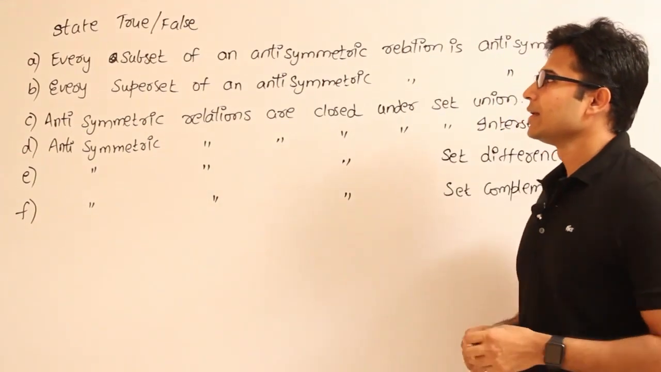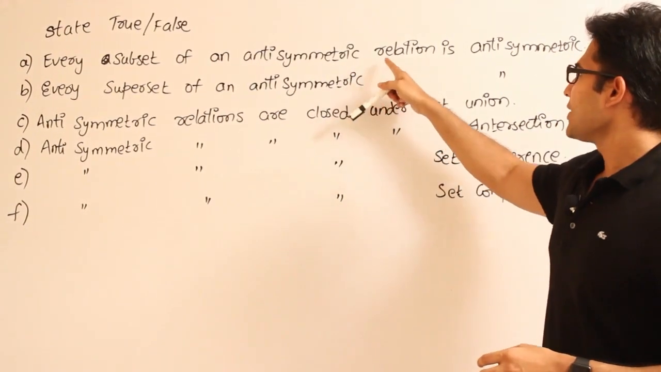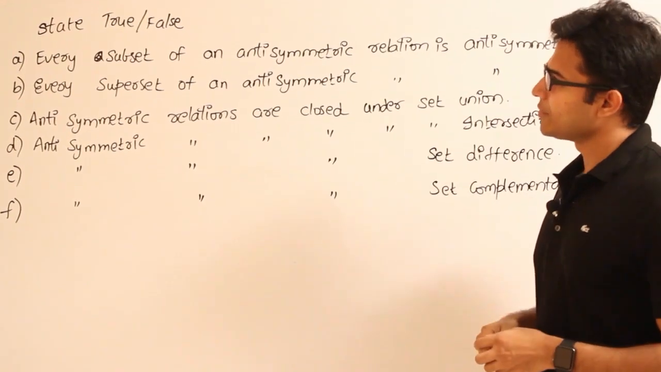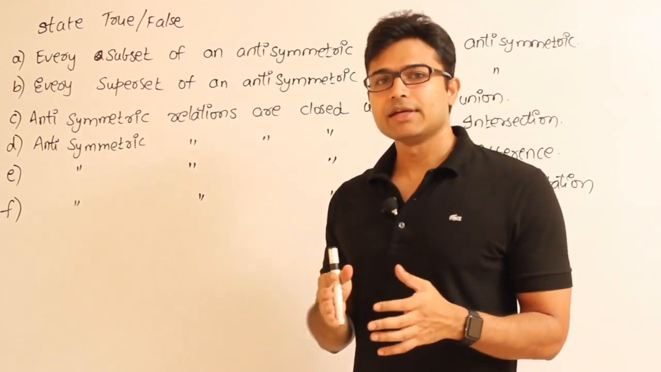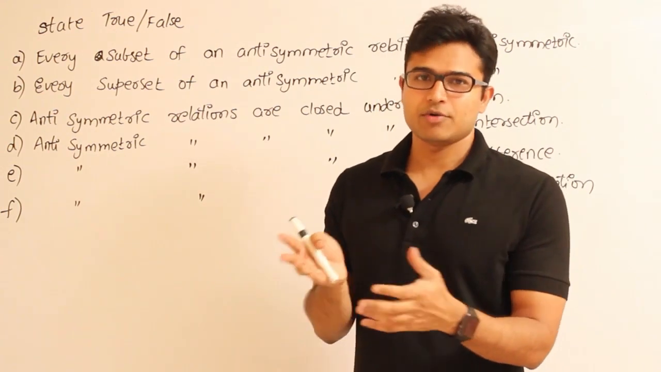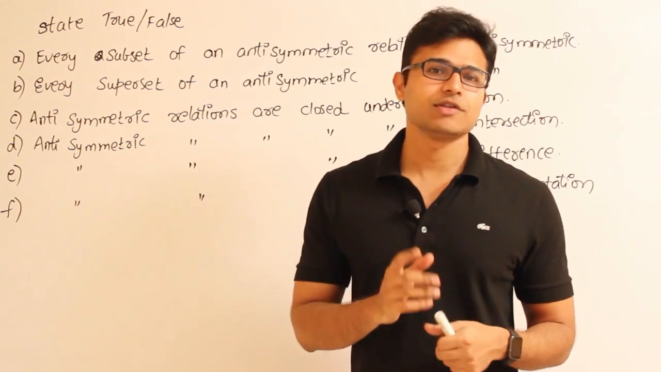See this one. State whether the following is true or false. Every subset of antisymmetric relation is antisymmetric. So what do we mean by subset? They are saying that already a relation is antisymmetric and now they are talking about subset, which means we are not adding any elements, we are removing some of them.